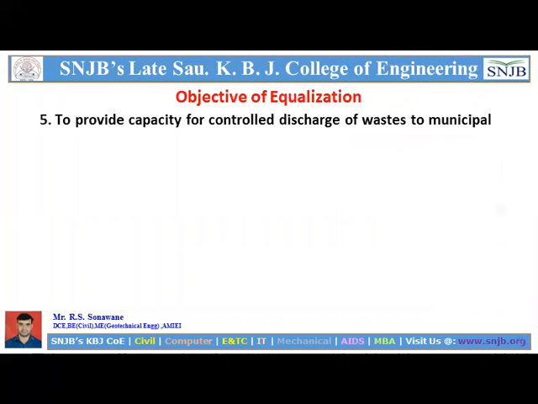So the fifth objective of equalization is to provide capacity to control the discharge of waste to the municipal system in order to distribute the waste load more evenly.